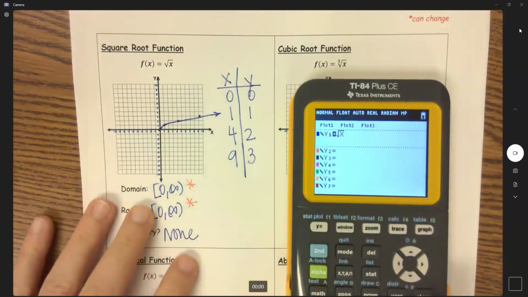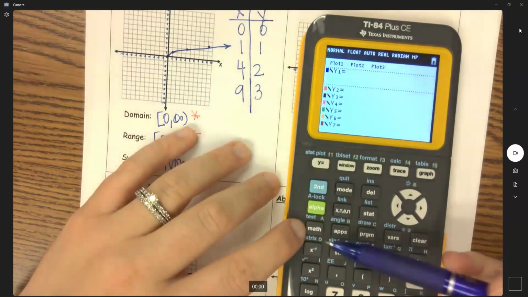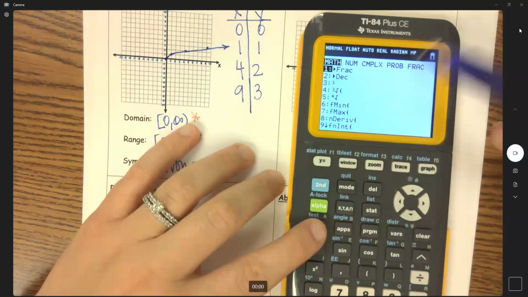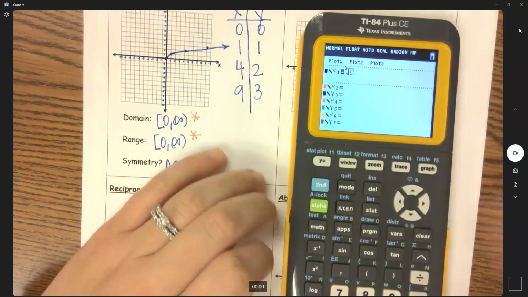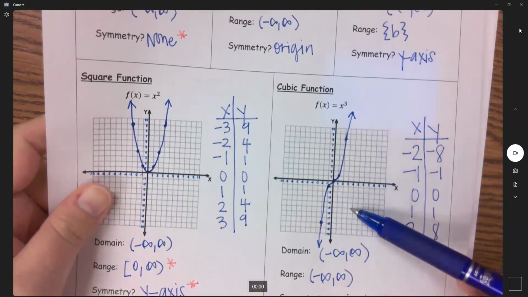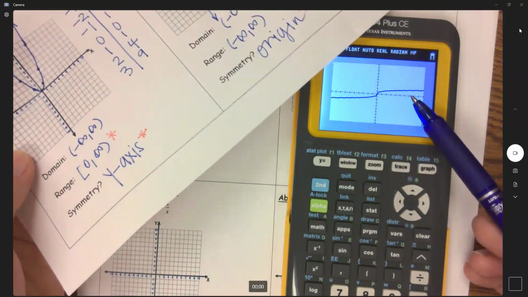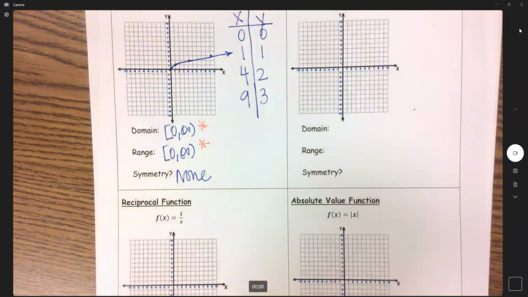So if I go over here to my y equals, I'm going to clear that out and we can put in a cubic root by hitting math. So I hit math, number 4 right here is your cubic root. So we'll do the cubic root of x. And here is my graph for it. So it looks pretty similar to my cubic function. It's just sideways now, right? These are very, very close. And there is a correlation there that we'll get to next module, actually.